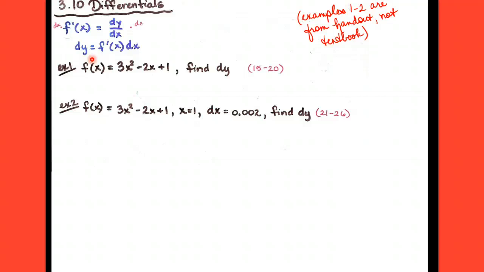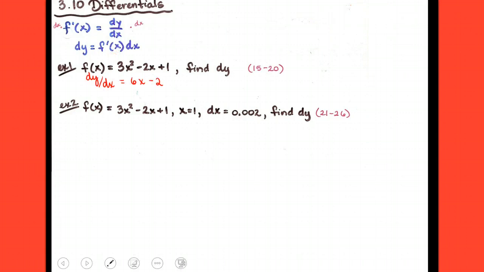So let's catch a couple of examples. We didn't have very many examples in our textbook. So here are a few extras that are also coming from that handout in your notes packet. And so example number 1 that they give us there, they say if f of x is equal to this quadratic, find dy. All right, so to find dy, I need the derivative, right? So what's my derivative? 6x minus 2, right. So I can say dy over dx is equal to 6x minus 2.